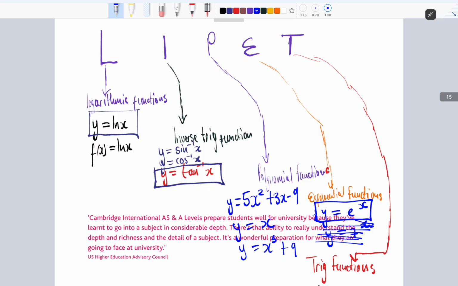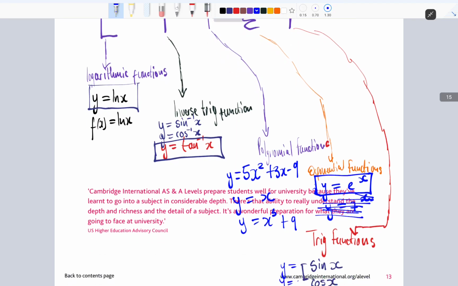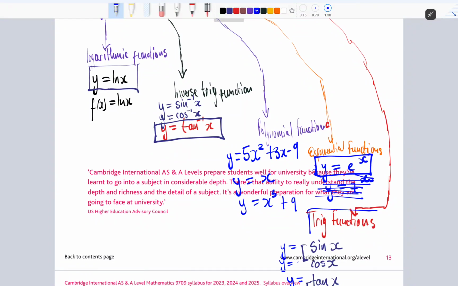Can you see them? Are you sure? Can you see them nicely? Good. Logarithmic, inverse trig, polynomial, exponential, and trig. These are the 6 types of functions, and you gotta know how to differentiate each one of them.